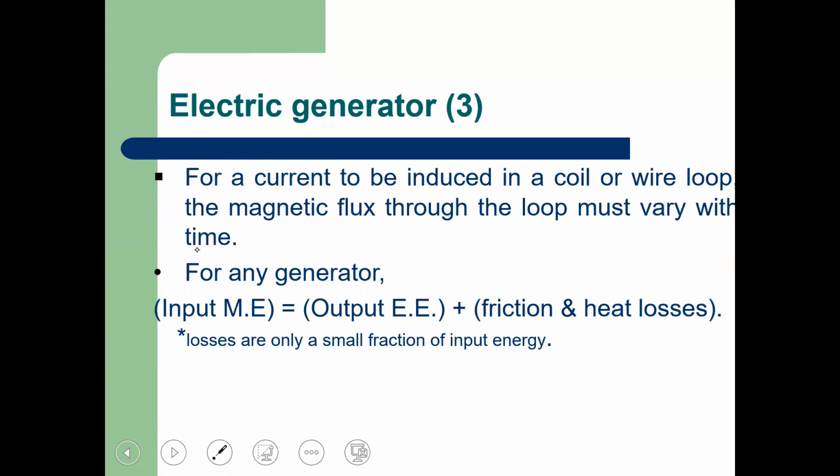So for current to be induced in a coil or wire loop, the magnetic flux through the loop must vary with time. So it's either you take your coil, you turn it around, or you take the magnet, you turn it around. You must just have a way of varying the magnetic field around the coil.